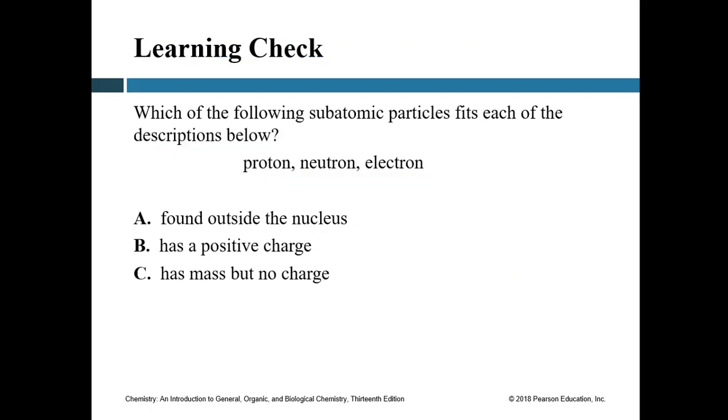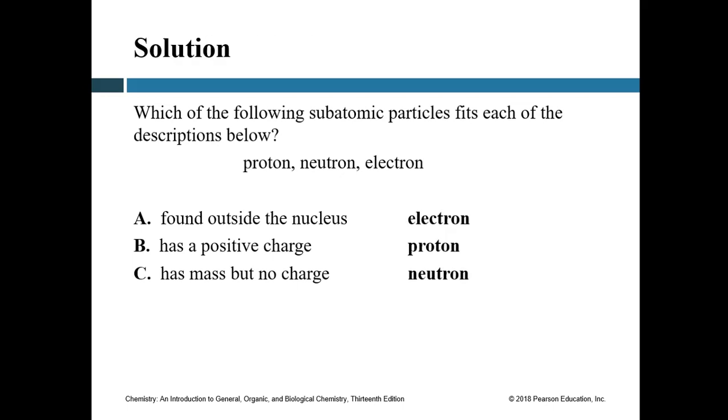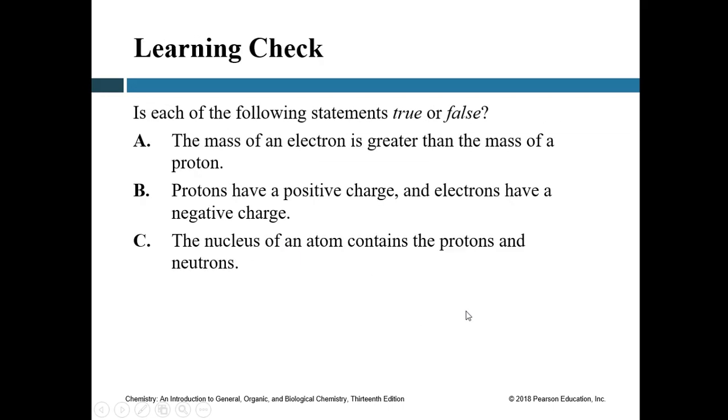Which of the following subatomic particles fits each of the descriptions below? Press pause, see if you can get this. So, what's found outside of the nucleus? The electron. What has a positive charge? It's the proton. What has a mass but no charge? That's your neutron. Now, is each of the following statements true or false?